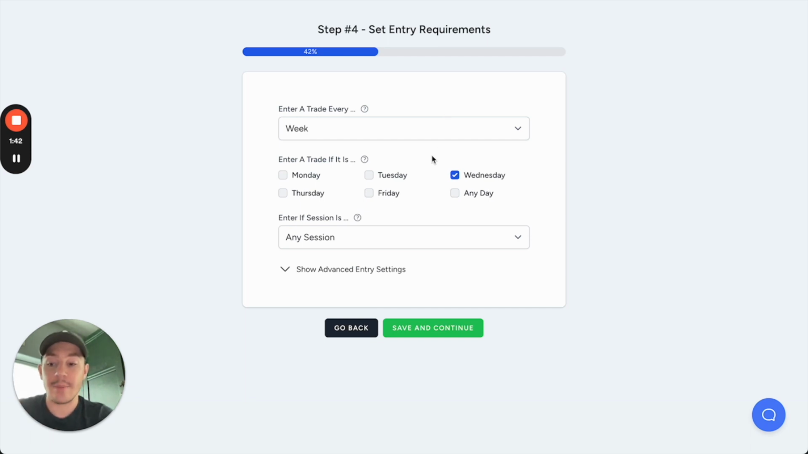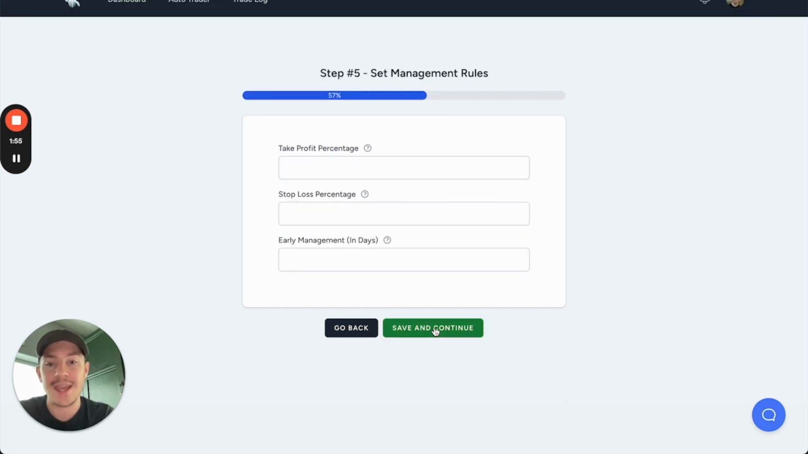Now we need to set up when we want the auto trader to enter. Right now it's set to once a week on Wednesday. So we can continue that once a week on Wednesday. If you want to enter every day, you can do that too. It all depends on how you want to trade it and set up the entry.